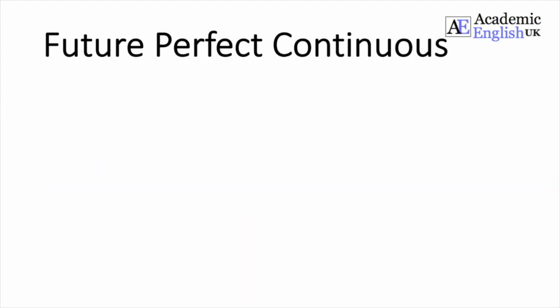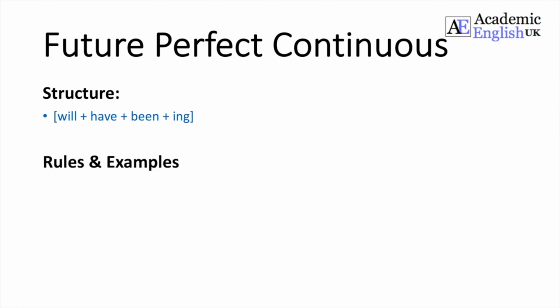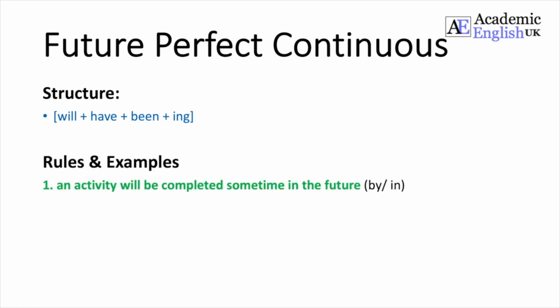Future perfect continuous is our final tense in the future tenses, and this is created using will plus have plus been plus ing. This is similar to the future perfect simple, but it's highlighting an activity which will be completed sometime in the future. In April, I'll have been living here for 5 years.